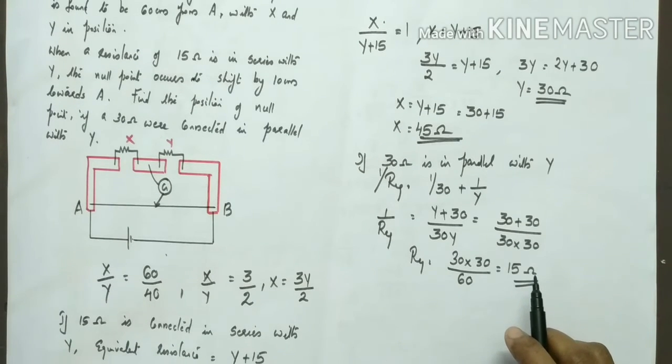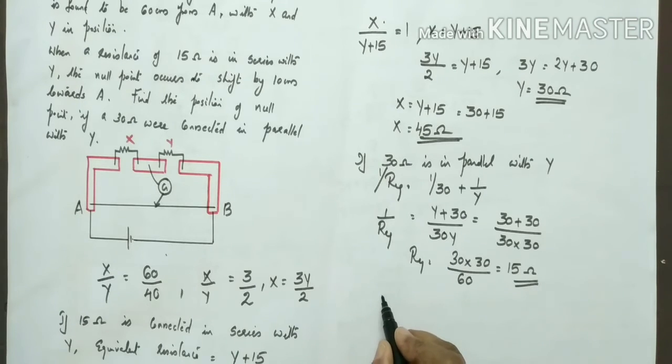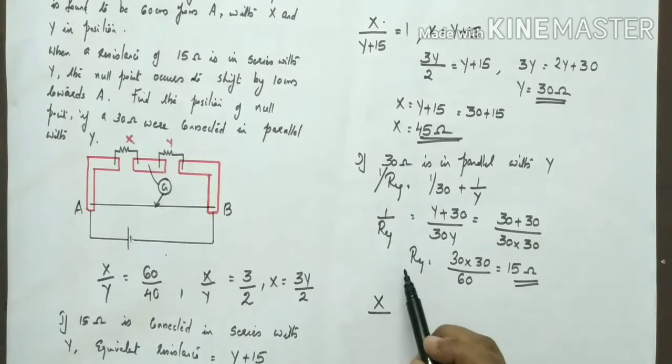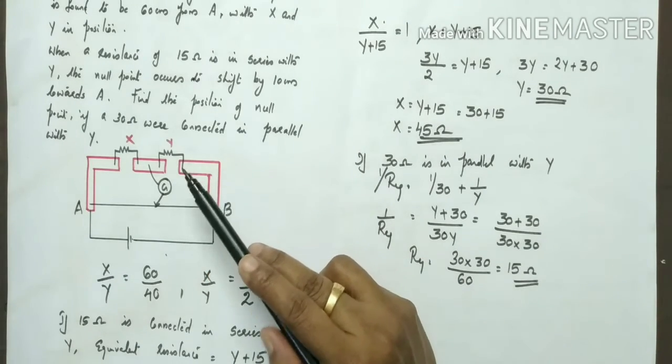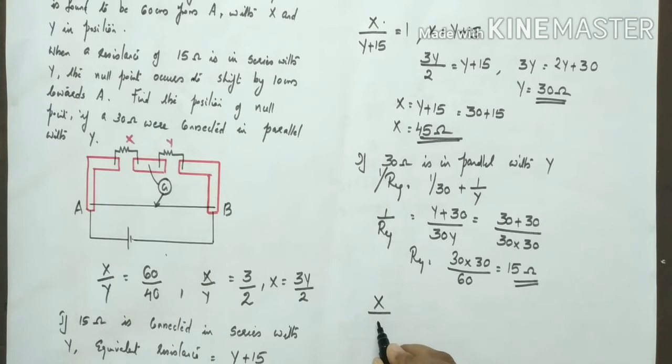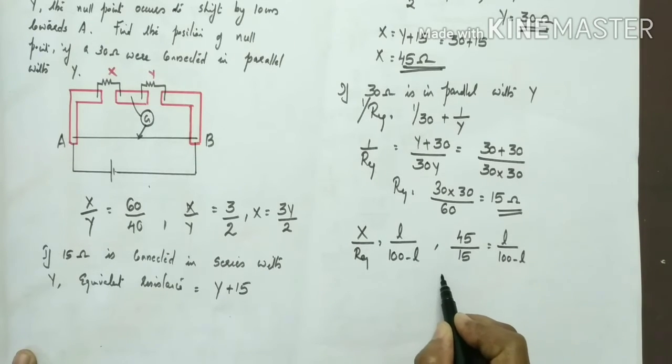Now we have to find out the null point or balancing length. So now we can write x divided by, instead of y we can write R equivalent, because 30 ohm is connected in parallel to y, isn't it? So x divided by R equivalent is equal to L divided by 100 minus L. Substituting, x is equal to 45, R equivalent is equal to 15, so 45 by 15 is equal to L divided by 100 minus L. Now it is 3 is equal to L divided by 100 minus L.